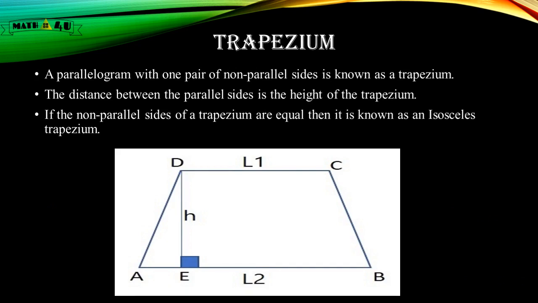Trapezium. A quadrilateral with one pair of parallel sides is known as a trapezium. The distance between the parallel sides is the height of the trapezium. If the non-parallel sides of a trapezium are equal, then it is known as an isosceles trapezium.